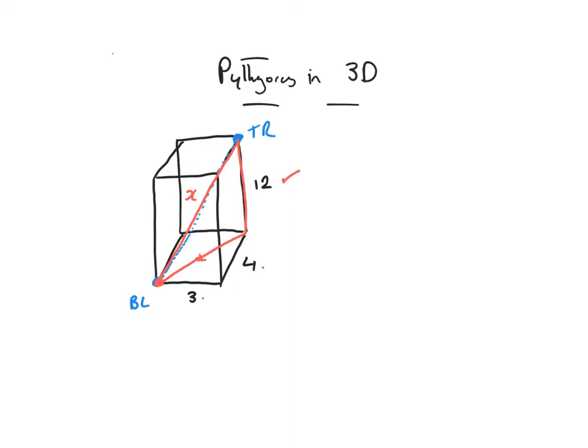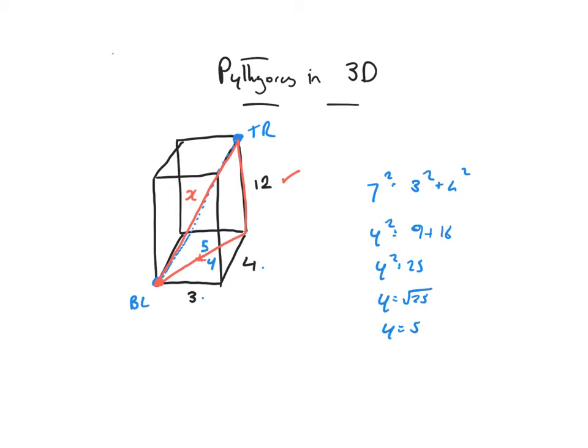First of all, using this 3 and 4, I'm going to call that y, and that's going to be y squared equals 3 squared plus 4 squared. That'll be y squared equals 9 plus 16, and y squared is equal to 25. y is the square root of 25, and y is equal to 5. So we now know that that length is 5.